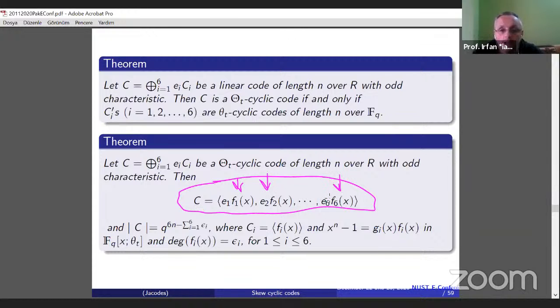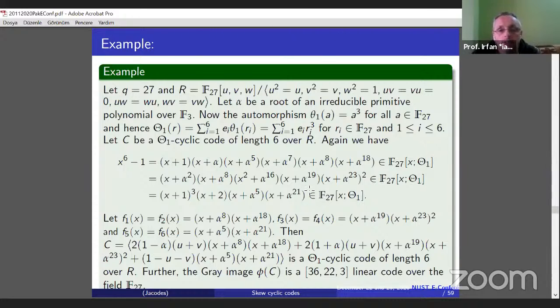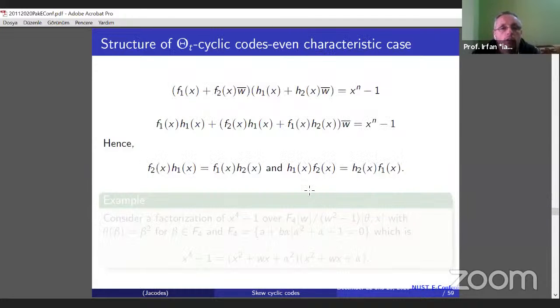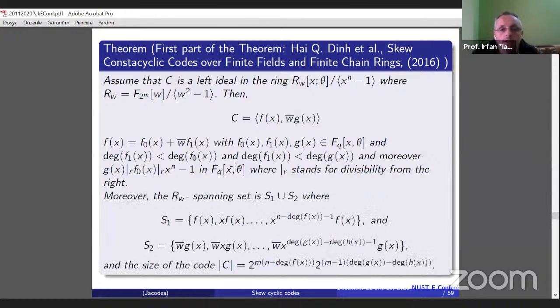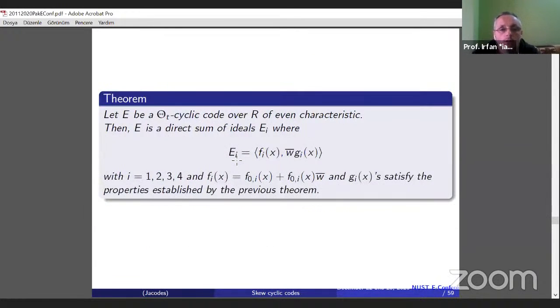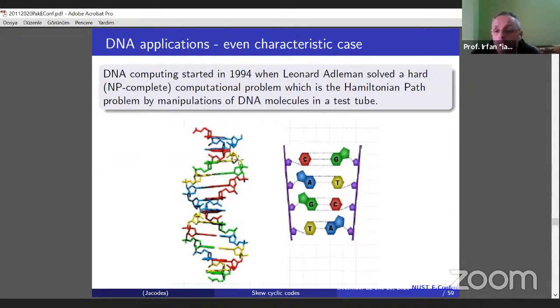Okay, we have determined them. I want to go to the DNA case a little bit, if time permits. All the structural generators and everything are established in this paper. So let me talk about the DNA case, which is an application of the even case in our work.